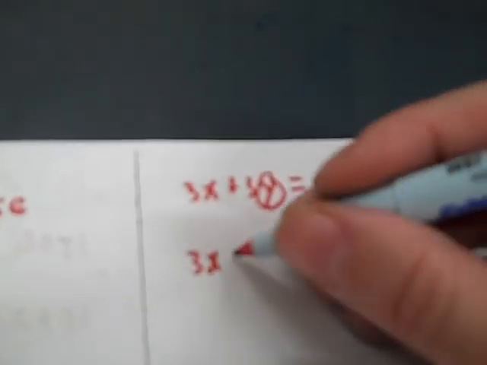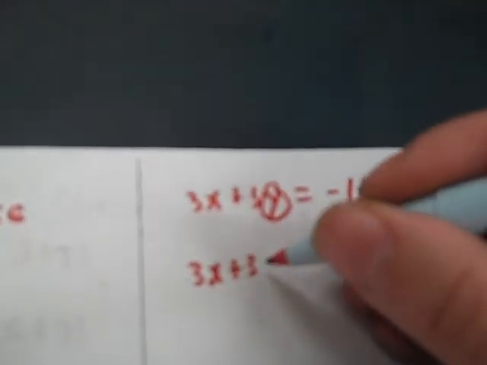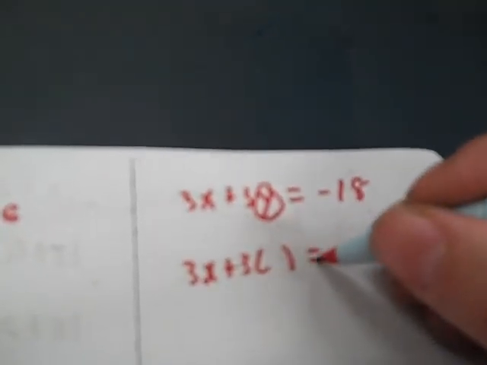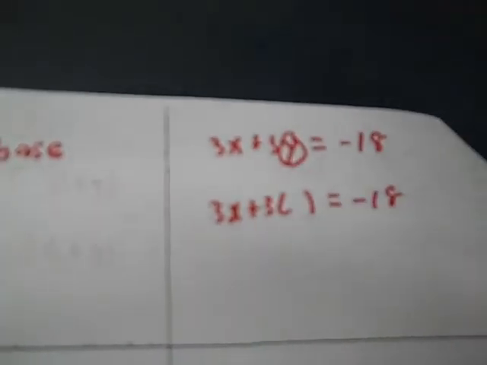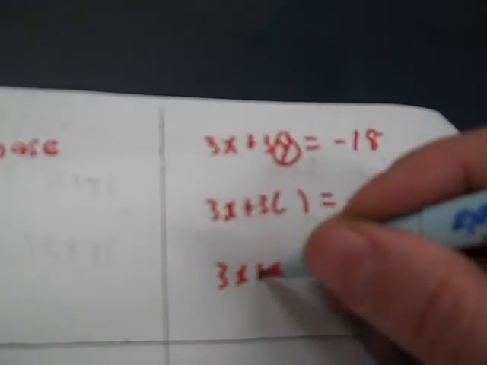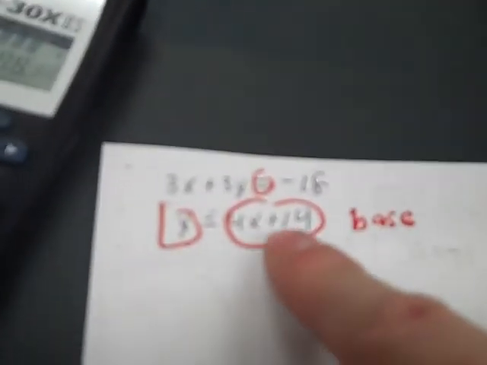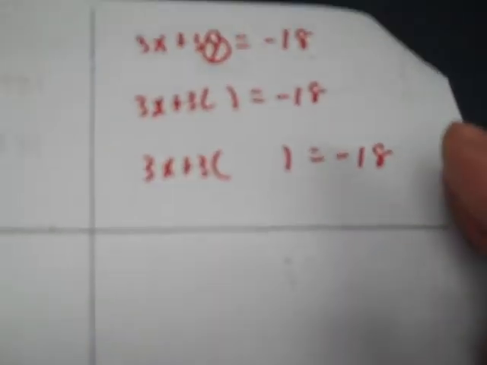So y is in the box this time, so we circle the y. So 3x plus 3 blank parentheses equals negative 18. That's what we replace. And I need to extend that so I'm able to fit the whole expression in there, okay? I don't need you to fill that in. You just fill it in with this and go from there.